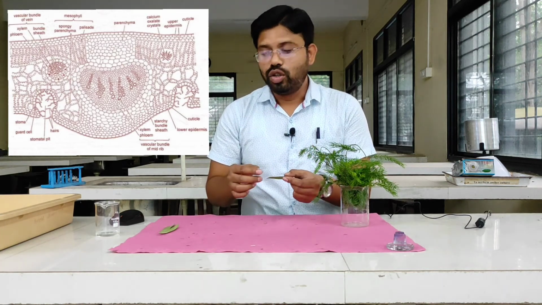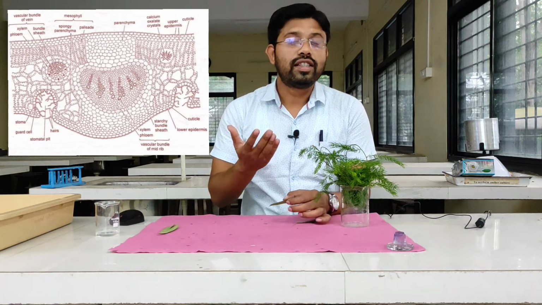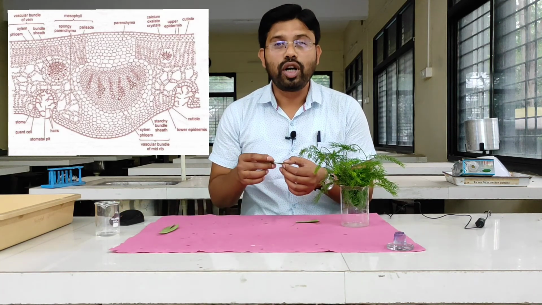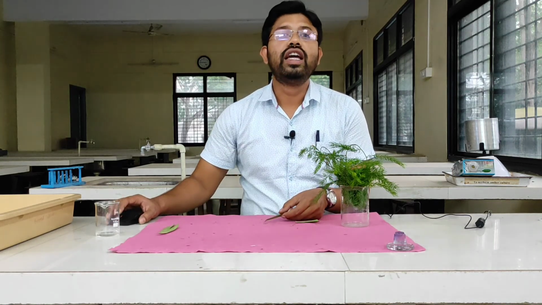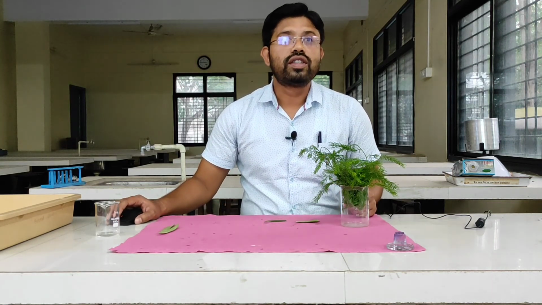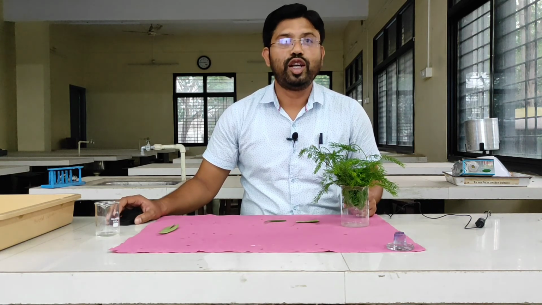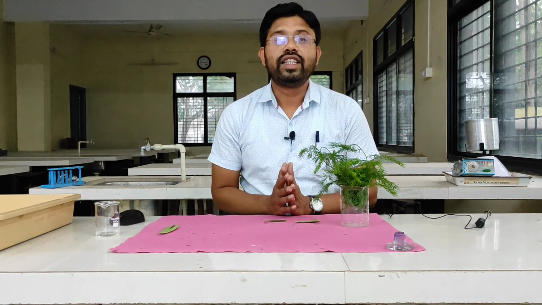And due to this the water loss, that is the transpirational loss through this particular Nerium plant, gets reduced. That's why these are some of the xerophytic modifications and adaptations in this Nerium leaf. So this is all about the xerophytic plants.